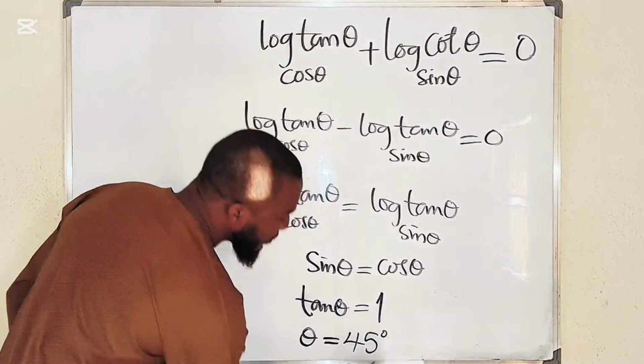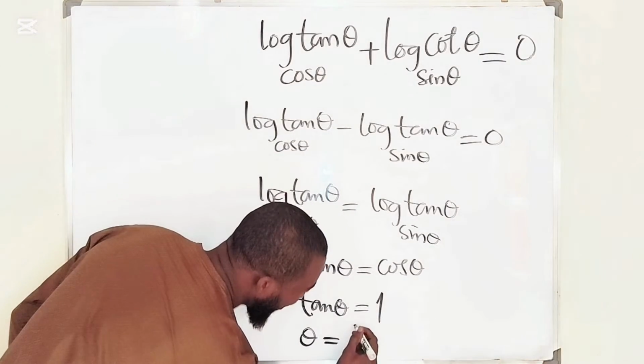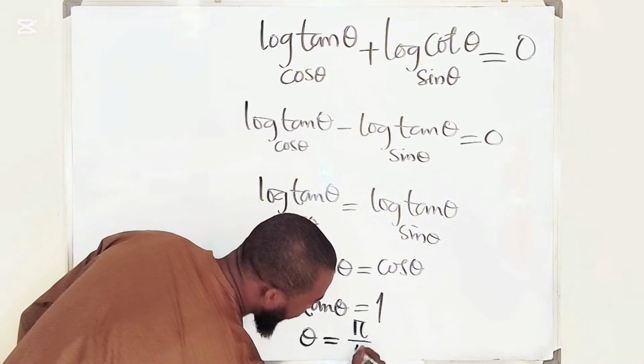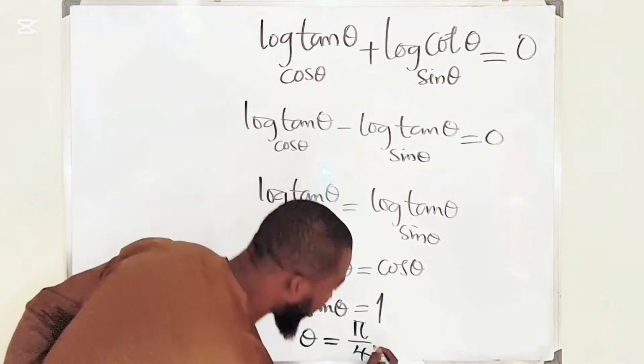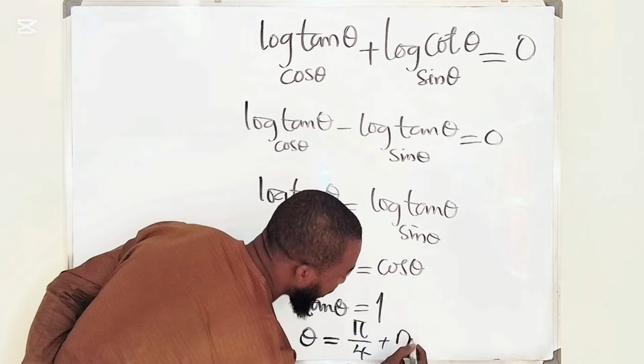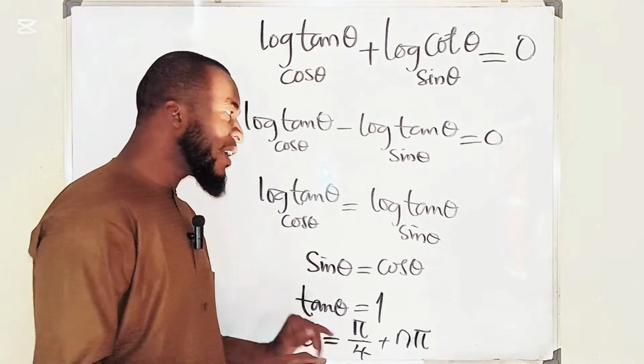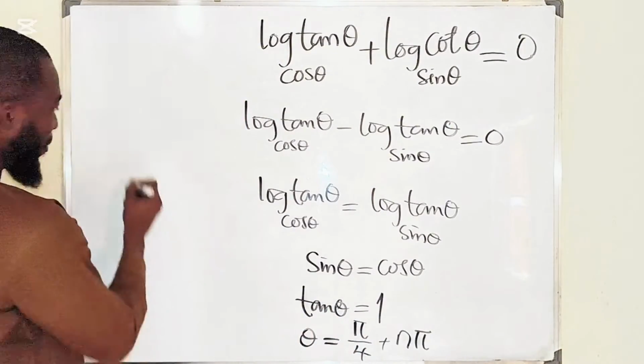So if you add, maybe let me use radian. I like to use radian. Let's call it pi over 4. It's 45 degrees, you should know that. So plus multiples of pi, n pi. But there's a problem. Let me show you the problem.